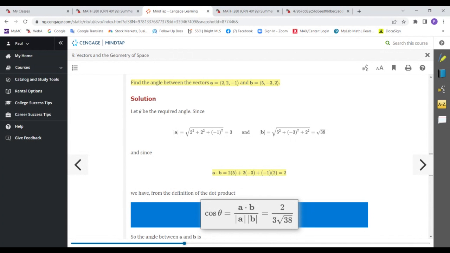And what would you do now? To find theta, what do you have to do? If the cosine of theta is equal to 2 over 3 root 38, how would you find the angle theta?